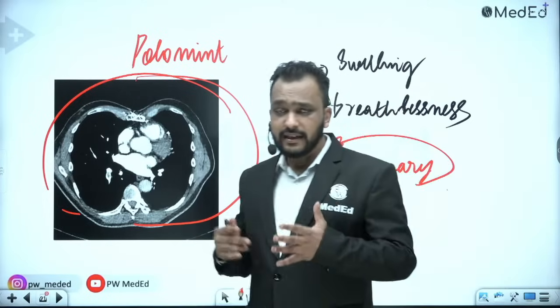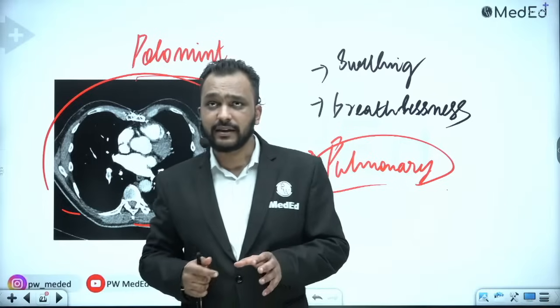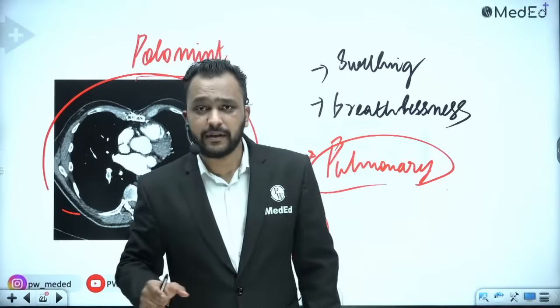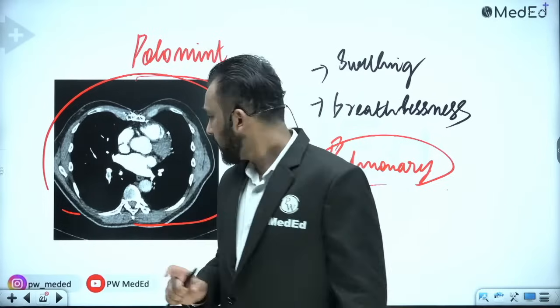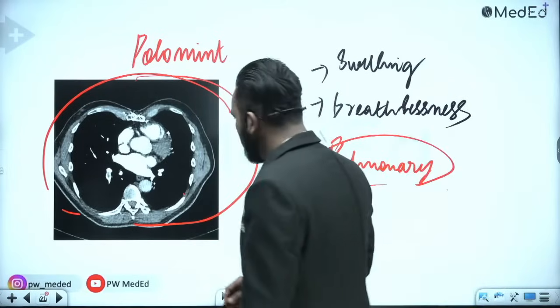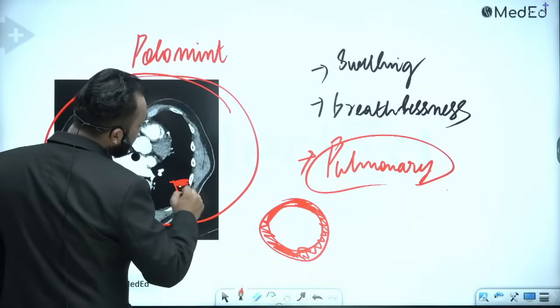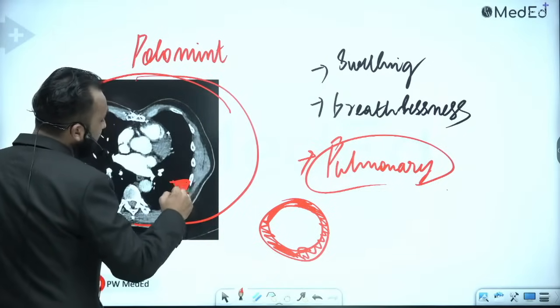The other signs that you can remember on the chest X-ray are Fleischner sign. In Fleischner sign there is a prominent descending pulmonary artery. Then Hampton's hump: because of this thrombus in the pulmonary artery, there will be a wedge-shaped infarct in the lung. This is known as Hampton's hump.